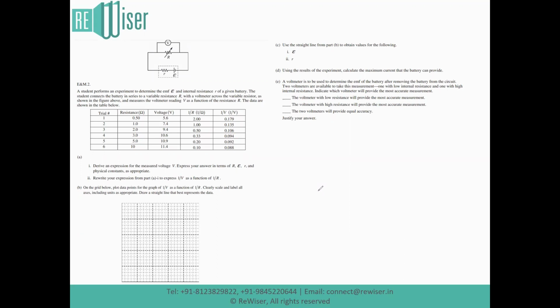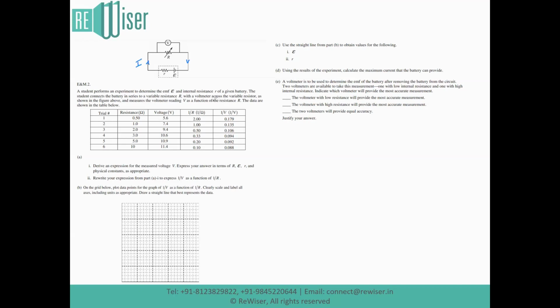Now, we have the capital R readings, the voltage V readings across this capital R. We have current I readings, obviously, and we also have 1 by V readings. Derive an expression for the measured voltage V in terms of capital R, epsilon, small r, the internal resistance, and other physical constants, if and when necessary. We can use KCL and KVL for this. We can assume that the current flowing in the entire circuit is I.